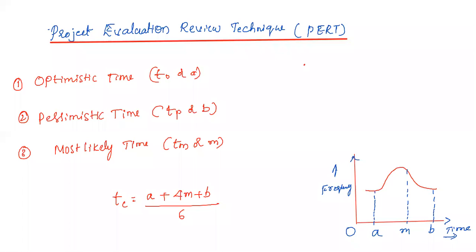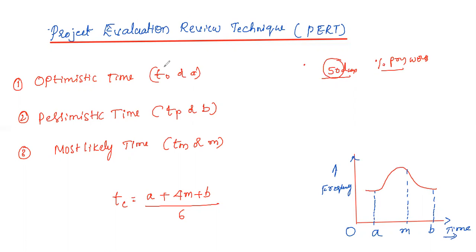In the case of PERT, the main objective is to identify what percentage of the work is completed within a given time. For example, I'll give you 50 days. With the help of PERT, we can identify what percentage of the project work is completed at the end of the 50th day. That is the main objective of PERT.